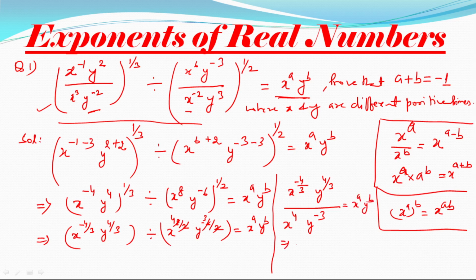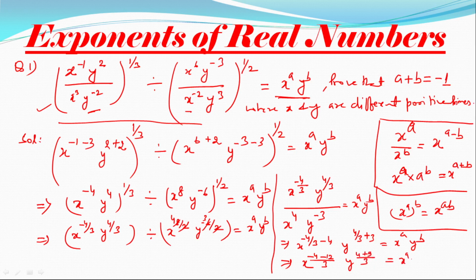Now let us solve it. So x to the power minus 4 by 3 minus 4, y to the power 4 by 3 plus 3, is equal to x to the power a and y to the power b. So this is giving to us x to the power, we will take LCM. So LCM will be 3. So minus 4 and minus 12 by 3, y to the power, again 3 will be the LCM, so 4 plus 9 by 3, is equal to x to the power a, y to the power b.